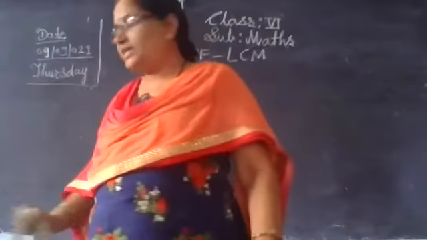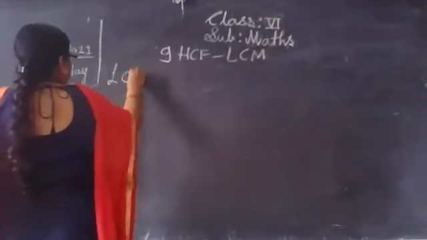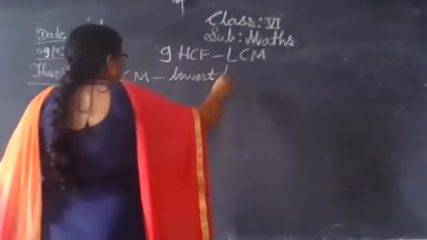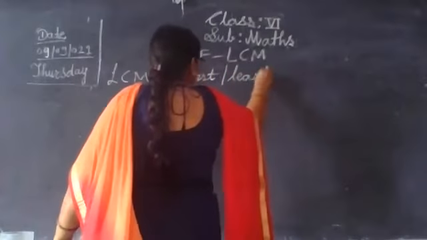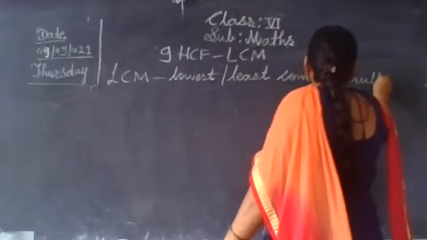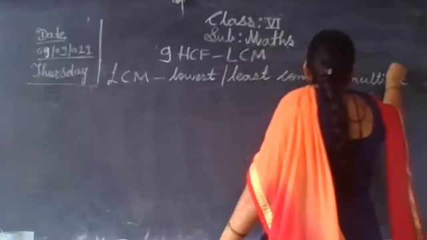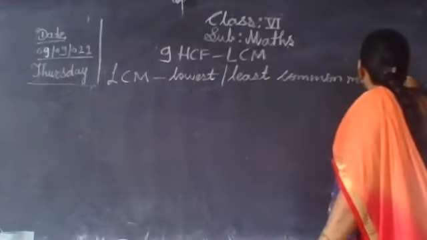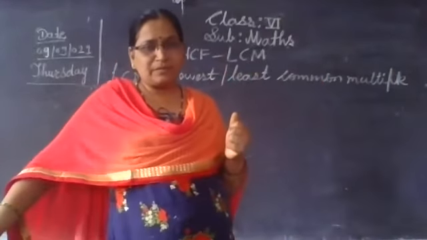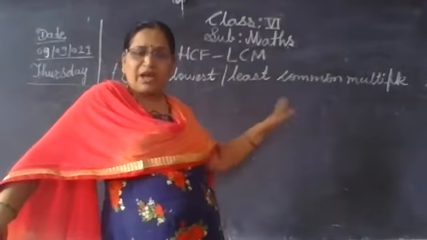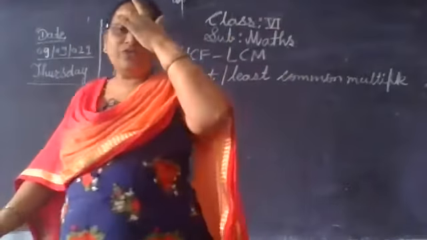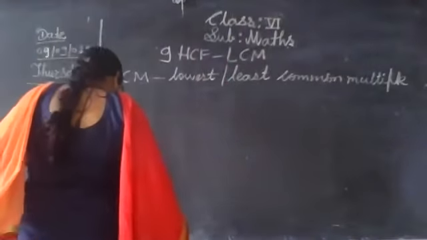Okay. So let's see. Lowest or least common multiple. See, beta, two numbers may have many common multiples. So that's why here we have to find the lowest common multiple, the smallest common multiple. Okay. So see, for example, 4 and 6.